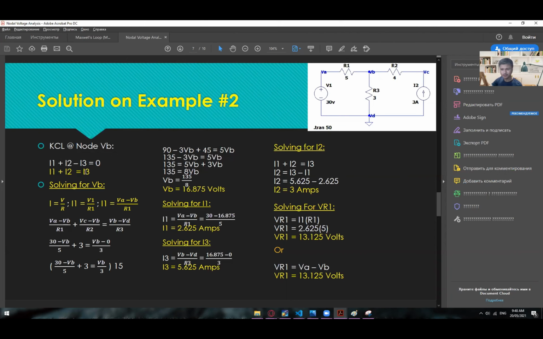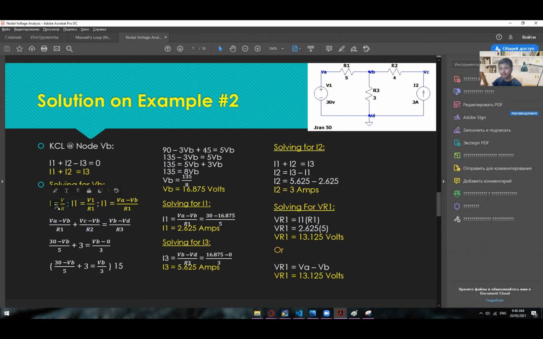I hope everything is clear on this one since it is super straightforward. What we are looking for is the value of VB, because once we have solved the value of VB, we can now solve the value of VR1, VR2, VR3, I1, I2, and I3. So, the same method.